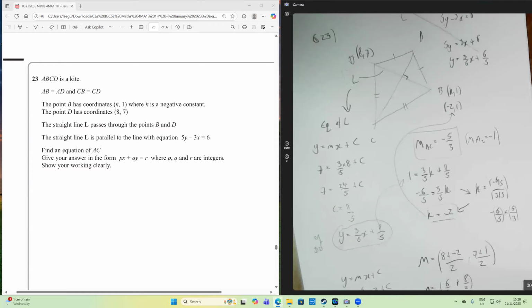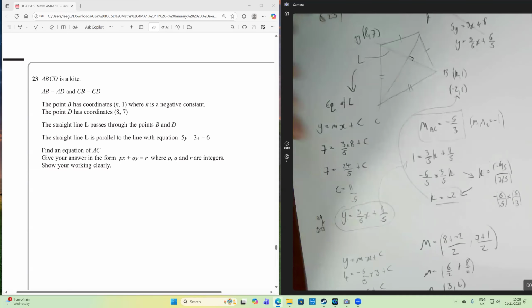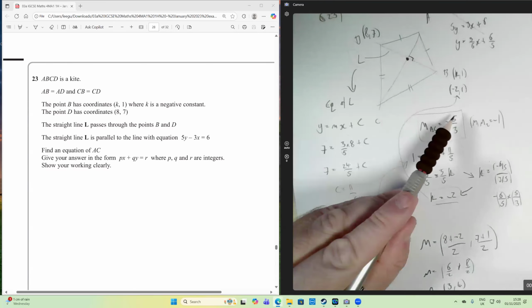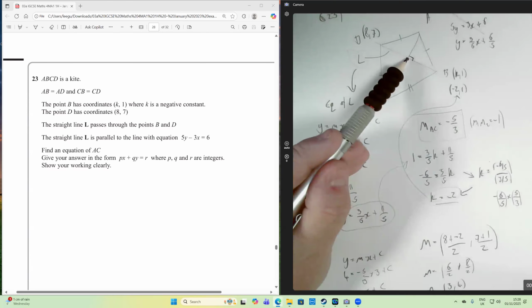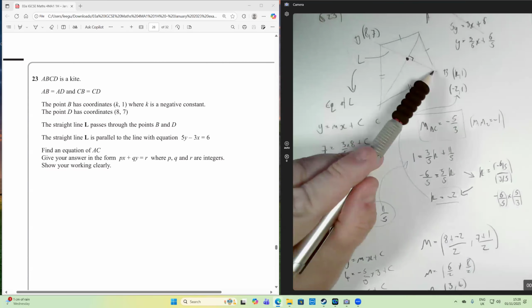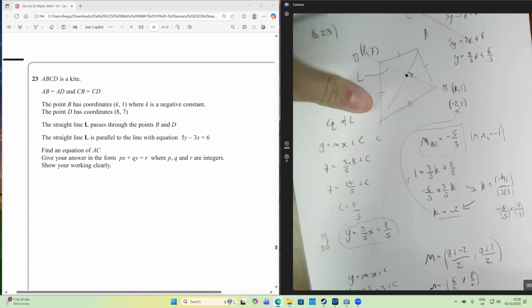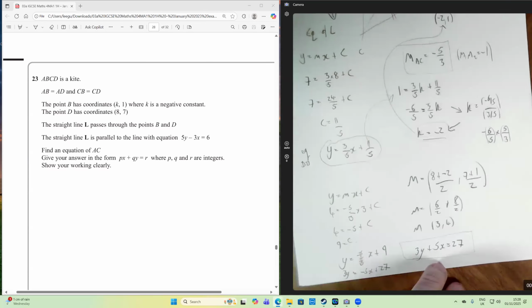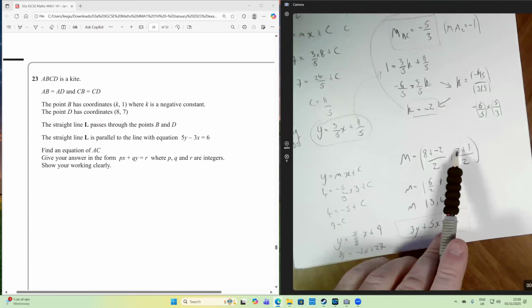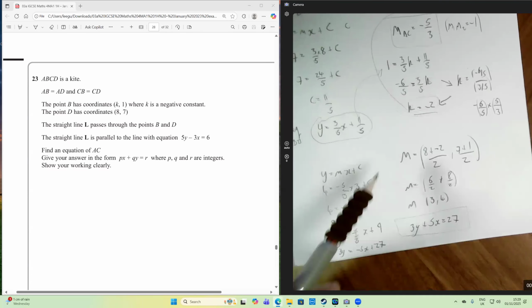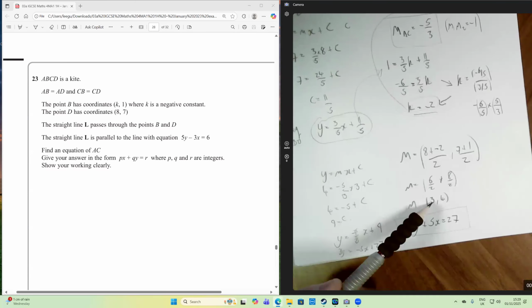So now we've just got to find the equation of the line AC. And in order to find the equation of the line AC, we need two things. We need a point on the line, and we need a gradient. We've already got the gradient of AC. We know it's minus 5 over 3, so we just need a point on the line. And the point on the line is going to be given by the midpoint of BD. So I'm just adding together the two x coordinates of B and D, adding together the two y coordinates of B and D, and that gives me that the midpoint is (3, 4).